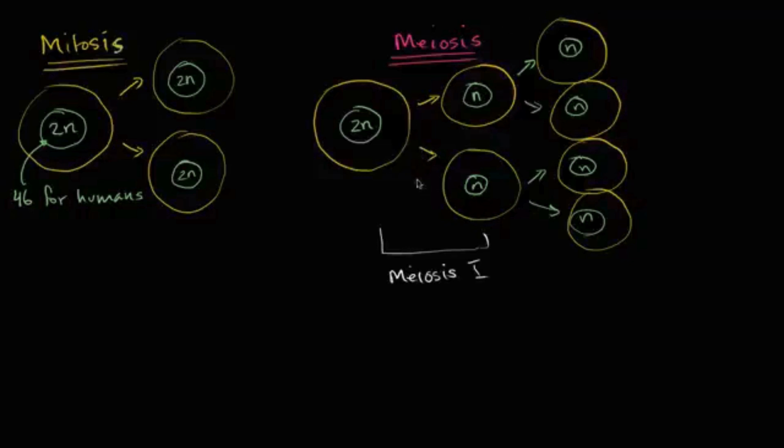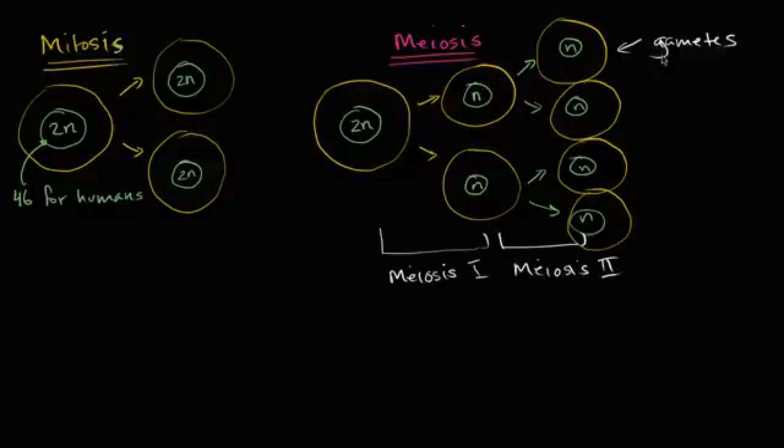And then in this phase, meiosis 2, so this phase right over here is called meiosis 2. It's very similar to mitosis, except you're now dealing with cells that start off with the haploid number. And it's important to realize meiosis is not a cycle. These cells that you have over here, these are gametes. These are sex cells. These can now be used in fertilization.